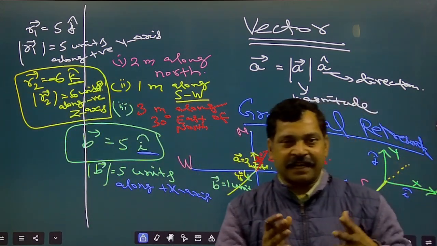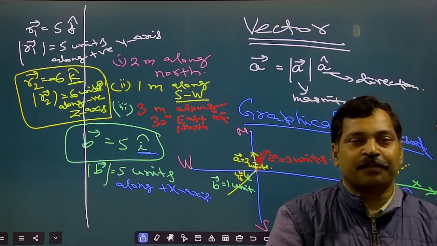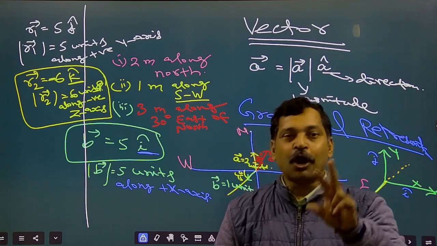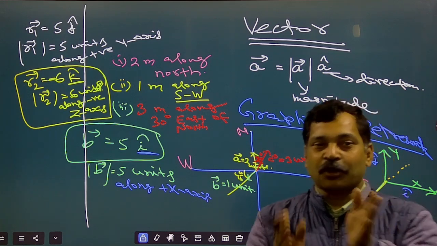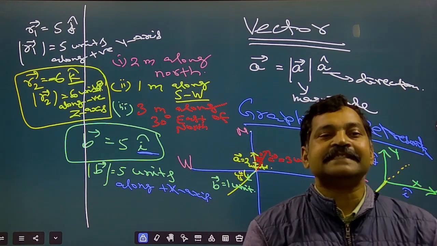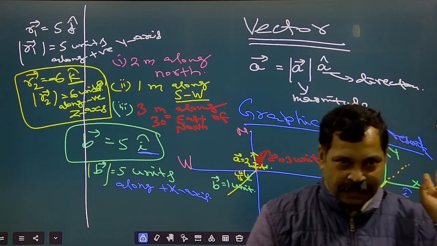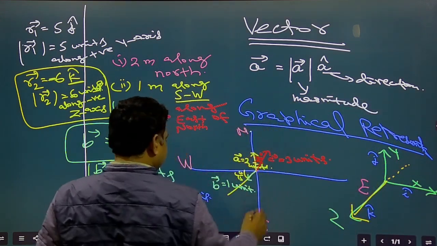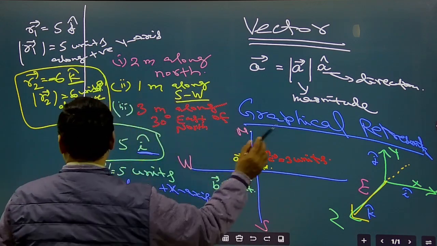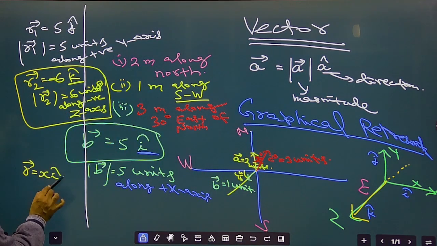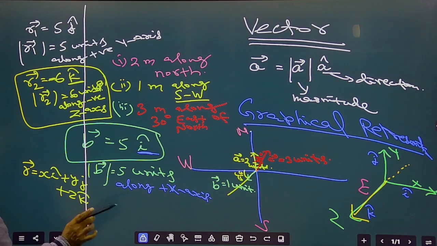Another purpose is the analytical representation of a vector. Any vector will have three components, that is, the component along the x-axis, along the y-axis, or along the z-axis. I will take an example of the general case. Suppose I write another vector r is equal to x i cap plus y j cap plus z k cap. So what does it mean?